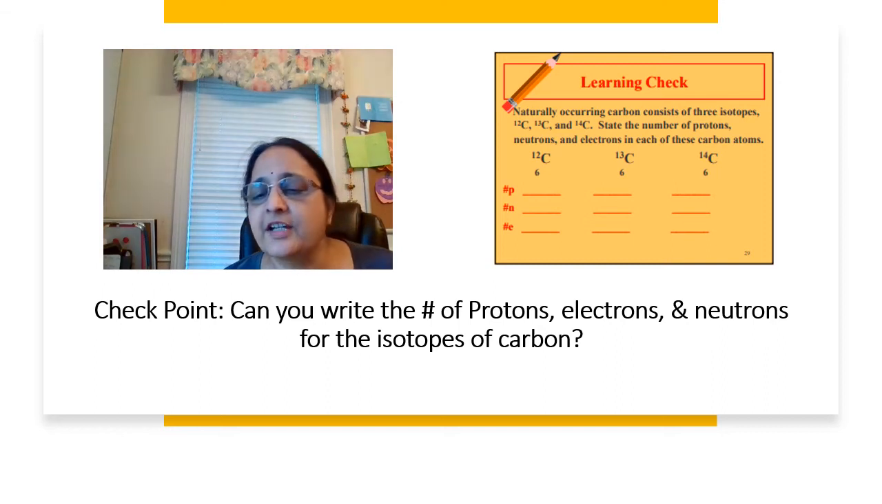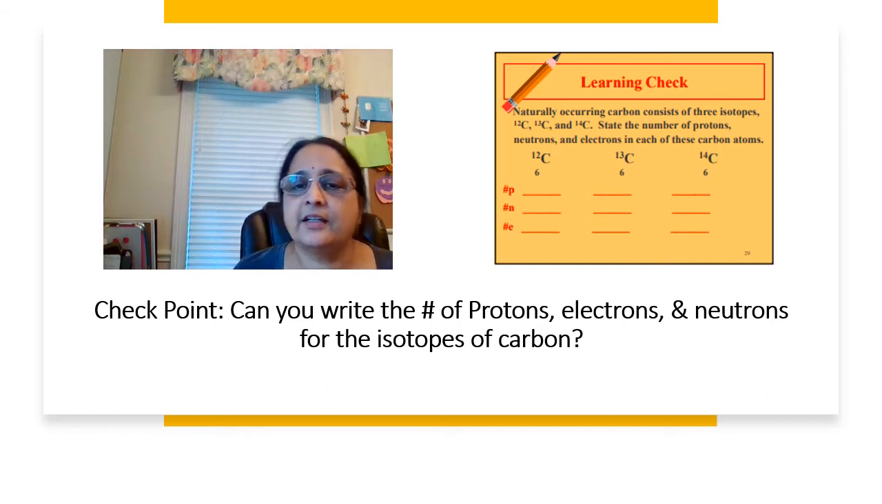Okay, now time for checkpoint. Can you write the number of protons, electrons and neutrons for the following isotopes given in the table?